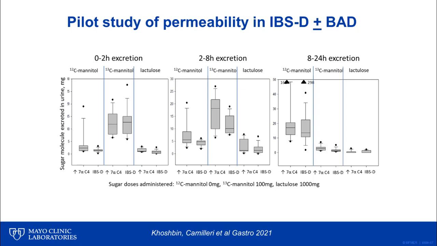And what we see here is there's a trend to those who have increased bile acid synthesis having perhaps more excretion of 13-carbon mannitol compared to the IBS population in general. And as I say, we're hoping to really answer this question with a cohort of about 200 patients.